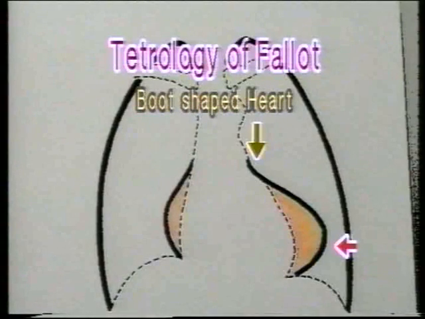In tetralogy of Fallot, the heart has a characteristic shape likened to a Dutch shoe, termed a boot-shaped heart. The apex, shown by the red arrow, is lifted up due to right ventricular enlargement. The pulmonary conus, shown by the vertical green arrow, is concave or shallow as there is pulmonary stenosis. And overall pulmonary vascular shadows are reduced, that is, pulmonary oligemia.